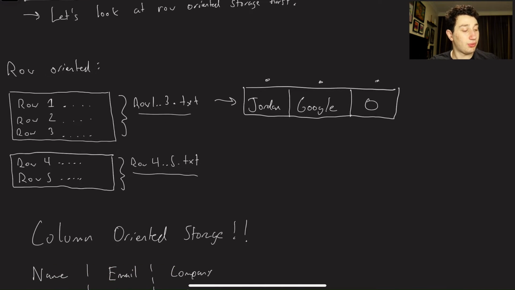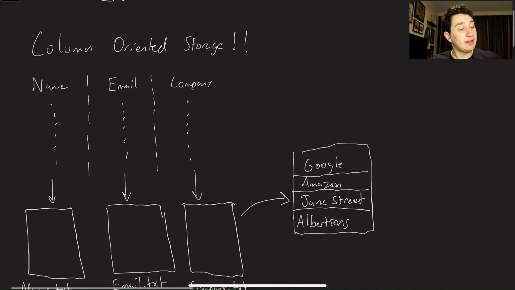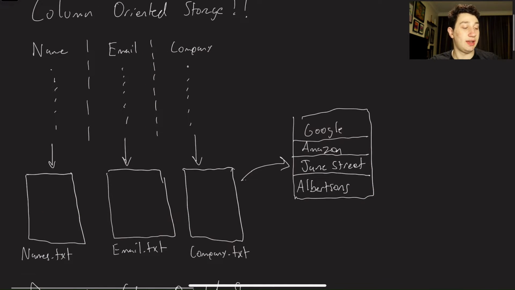So that's row-oriented storage. But let's now talk about column-oriented storage. Imagine we have a table with the 3 fields name, email, and company. Basically what we would do is take every single value from the names column in order and place them into one names.txt file. Similarly, we would do the same exact thing with email, and then finally the same exact thing with company. So zooming in on company, for example, adjacent to each other on disk, we would have everyone's company.